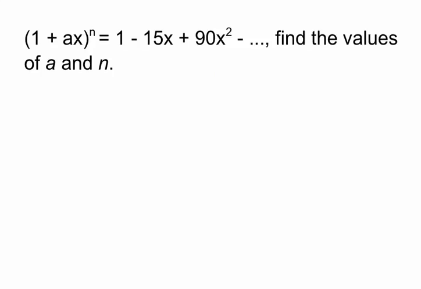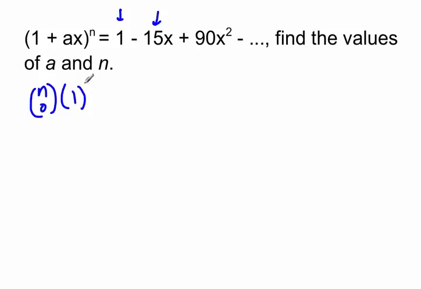Okay, next question. We have (1 plus ax) to the power of n equals 1 minus 15x plus 90x squared minus, and so forth. Find the values of a and n. Alright, so we have the coefficients of the binomial expansion, so we can probably set up some equations and solve. So let's take a look at this first one here. This first one is, well, we don't know n, so it's n choose 0 times 1 to the power of, well, that's not going to be very helpful at all.